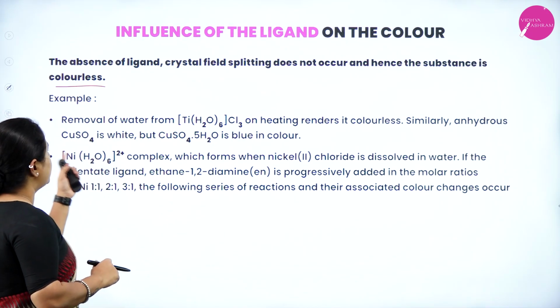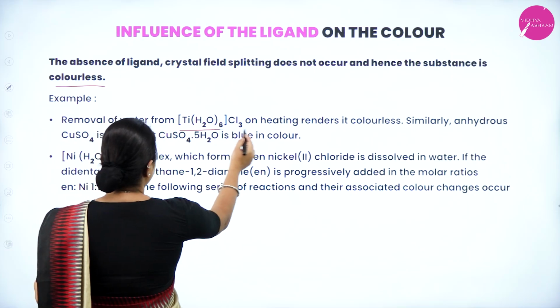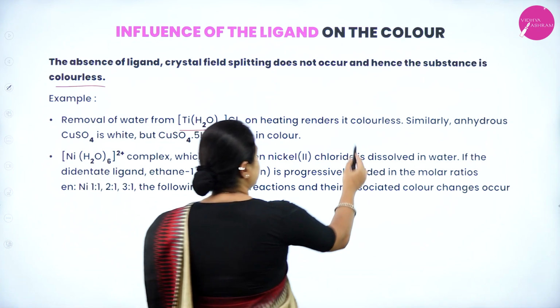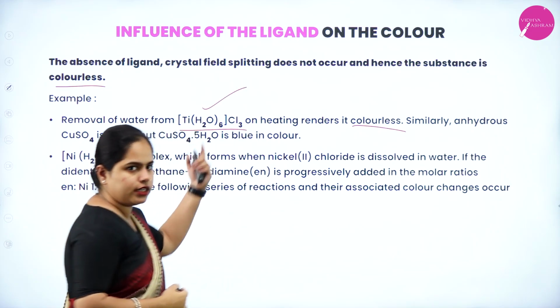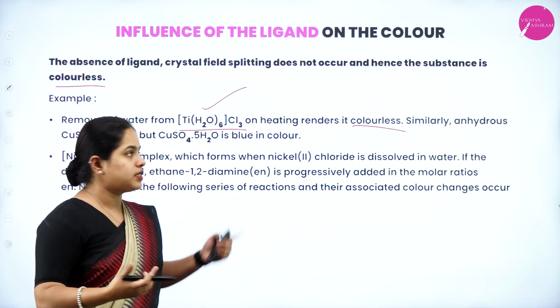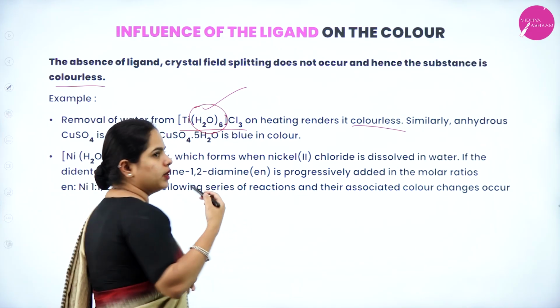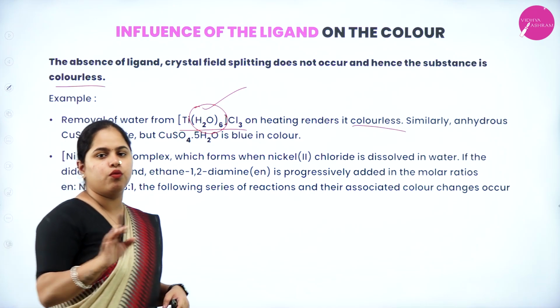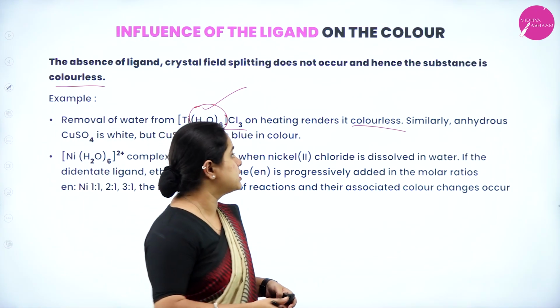So for example, removal of water from [Ti(H2O)6]Cl3 on heating renders it colorless. This is a colored compound, a coordination compound, right? But what happens if we start heating it? The aqua part, H2O, will be lost once we heat it. If the ligand is lost or removed, it will become colorless, right?